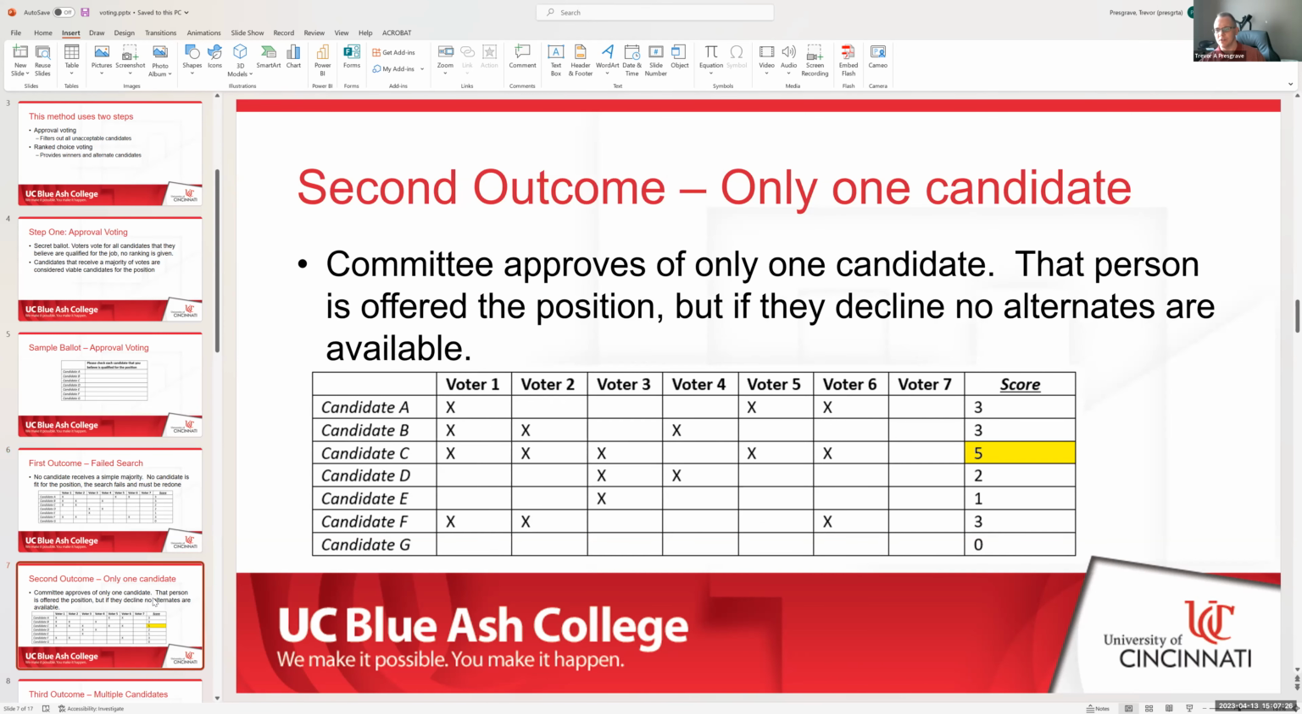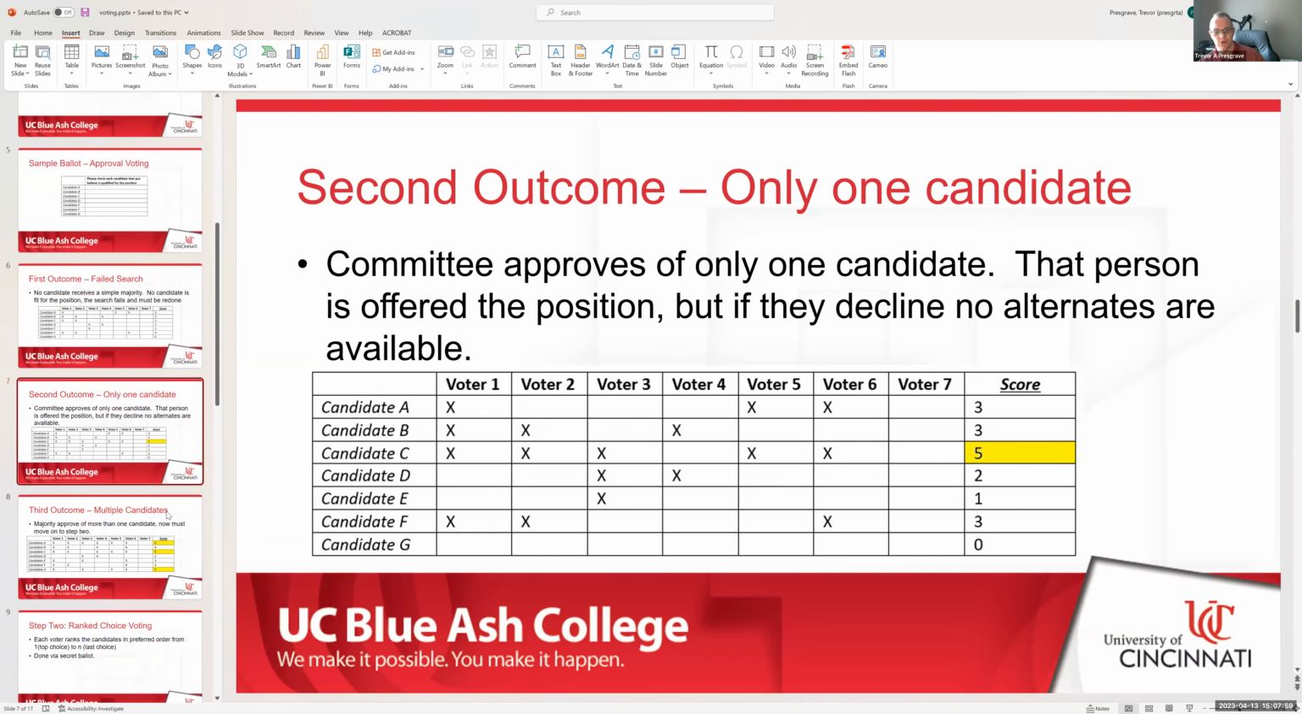The second option, different set of votes. Here we have only one candidate that the majority of people approve of. So this makes the decision kind of easy. If there's only one candidate that the majority of people like, then we're done. We offer that position to candidate C, and we hope that they accept, because if they decline, none of the other candidates are suitable backups. So that part's pretty straightforward.